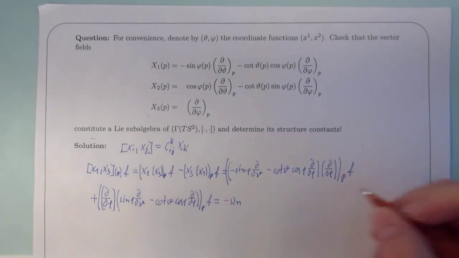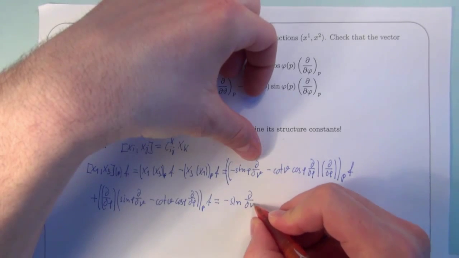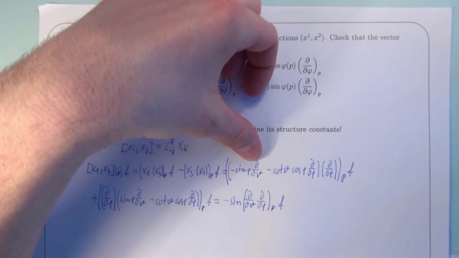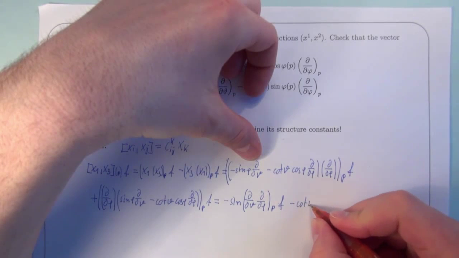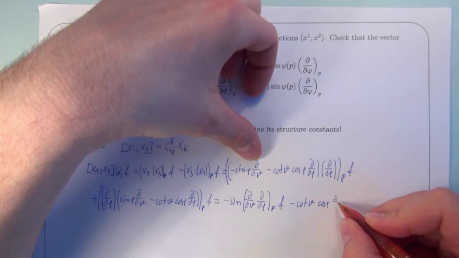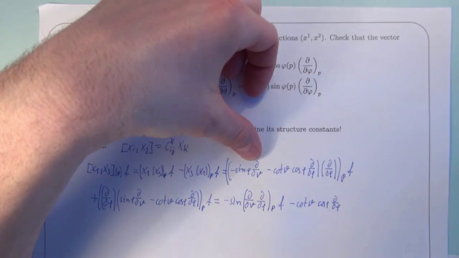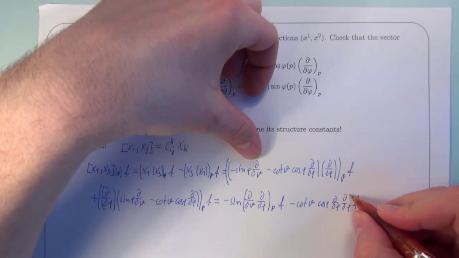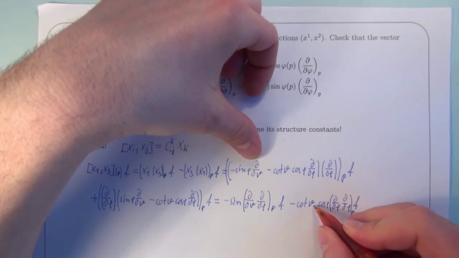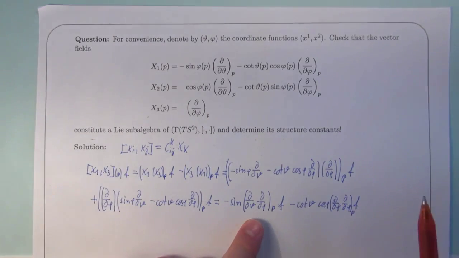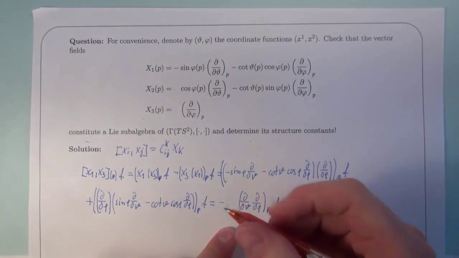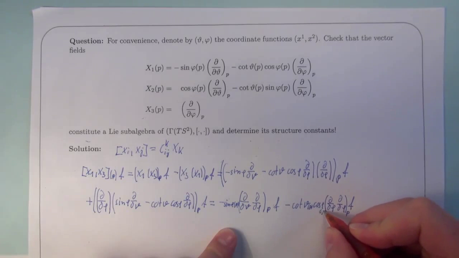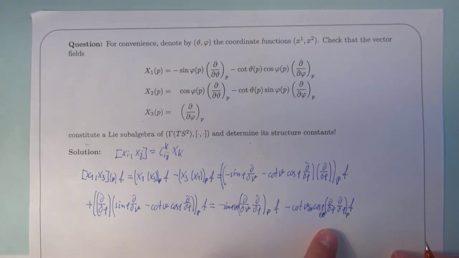That means what is written here is minus sine phi del after del theta del del phi of p f minus cotangent theta cosine phi del del phi del del phi of f. And we also have to evaluate all these at the point p. And over here I forgot a phi, sine phi of p, and I will suppress the p's from now on.